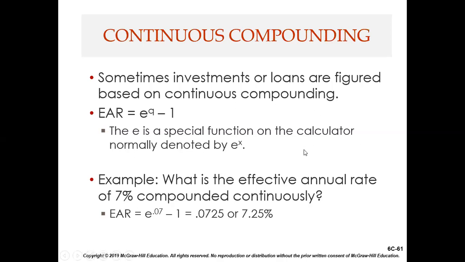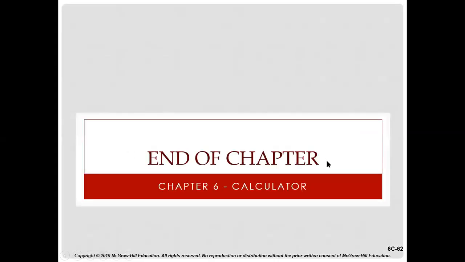So that is when you have constant compounding. You use that formula to determine your effective annual rate, how much you're actually making. Wow, a lot of different types of calculations, including loans.